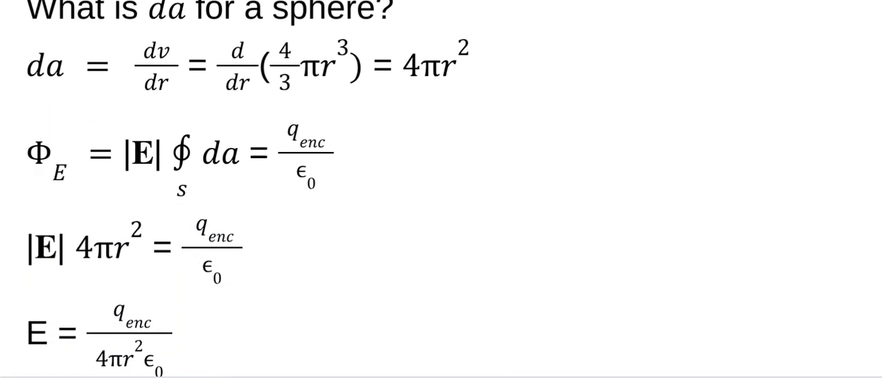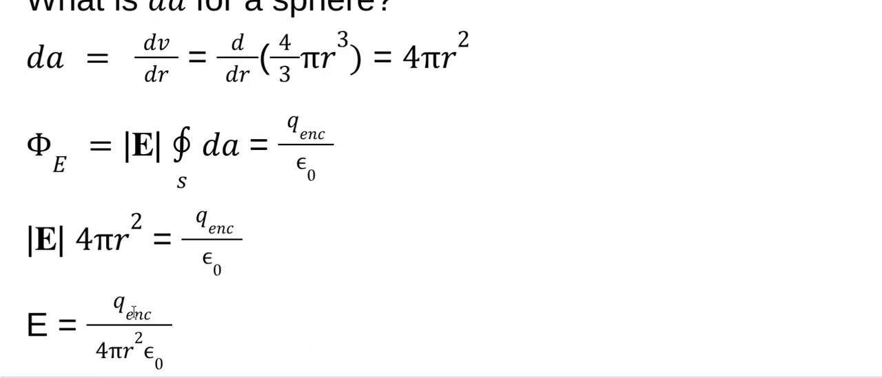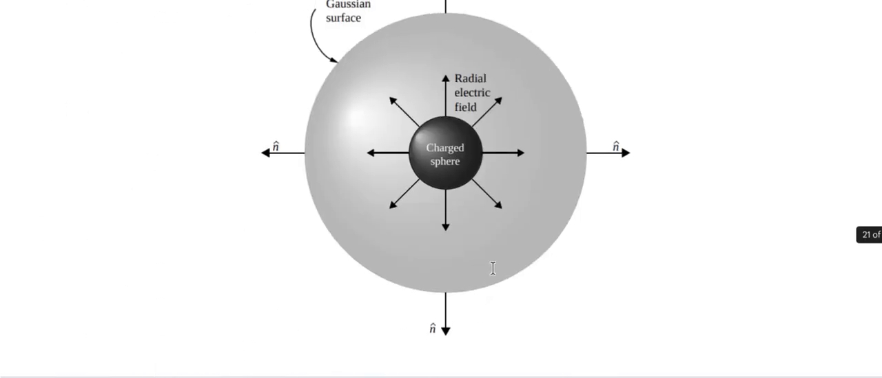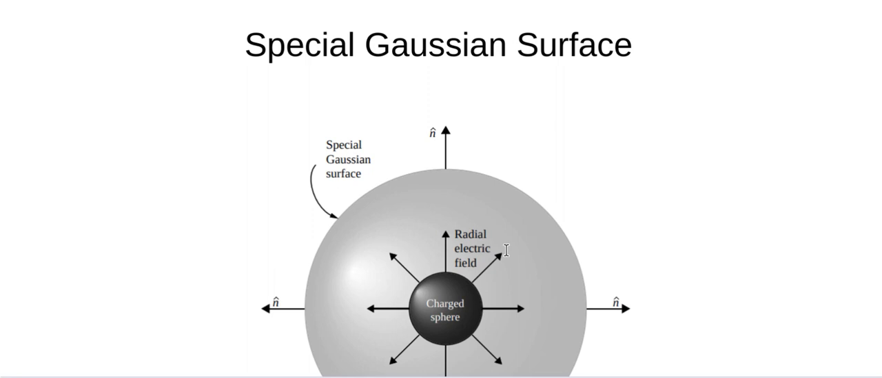We solve for E, which is now just a scalar. And so you get this equation, which relates the magnitude of the field to the radius and the charge enclosed in this format. So that's what all of this section is about, the special Gaussian surface.